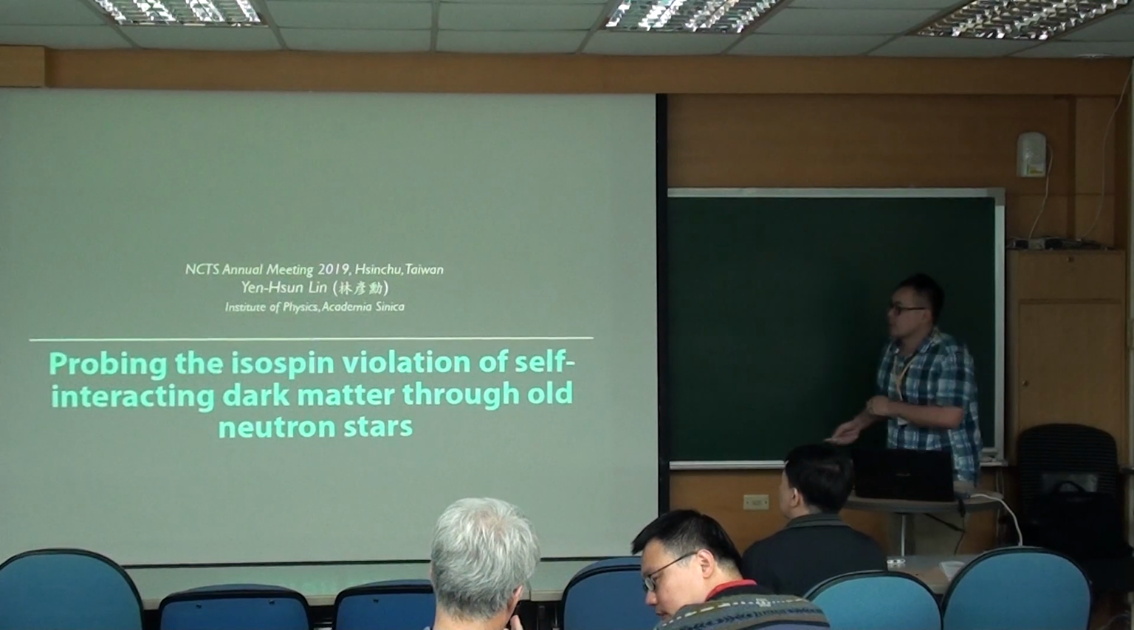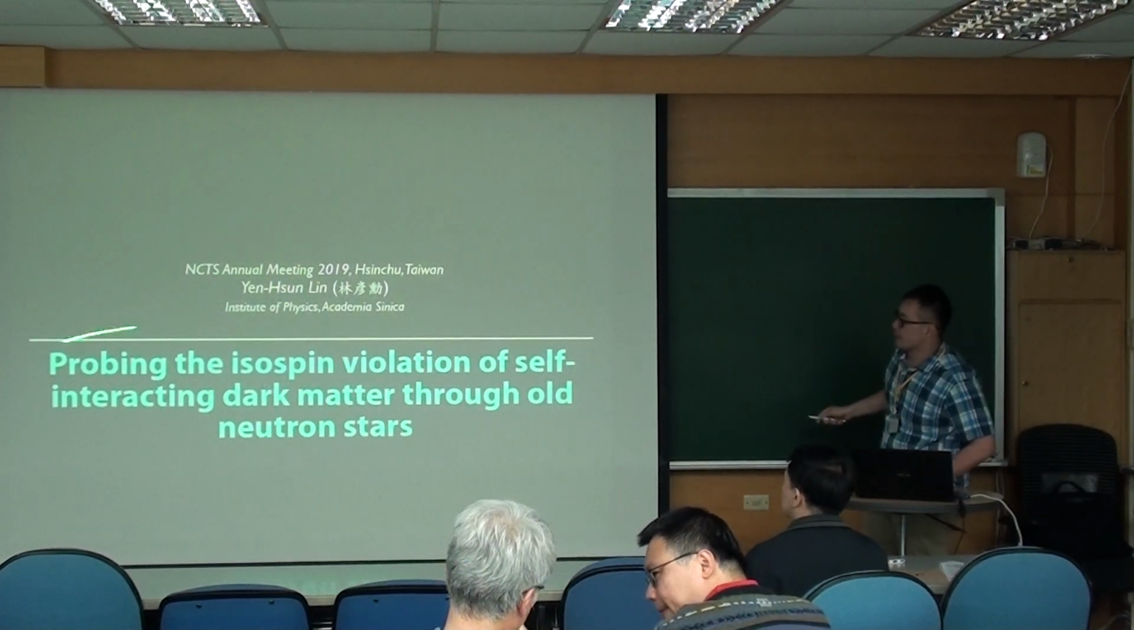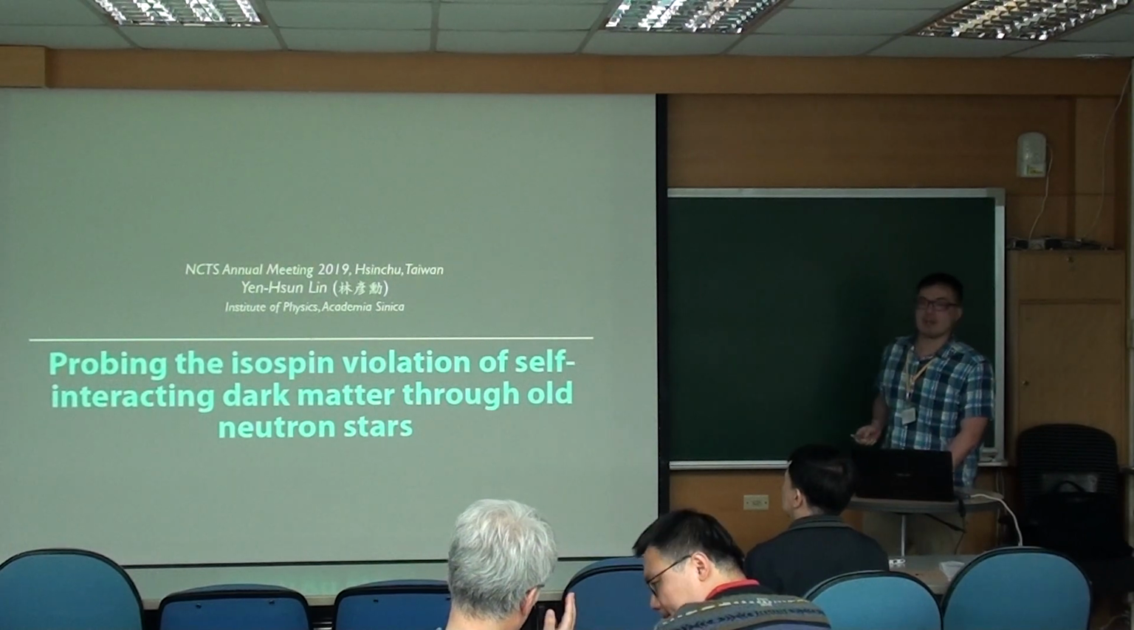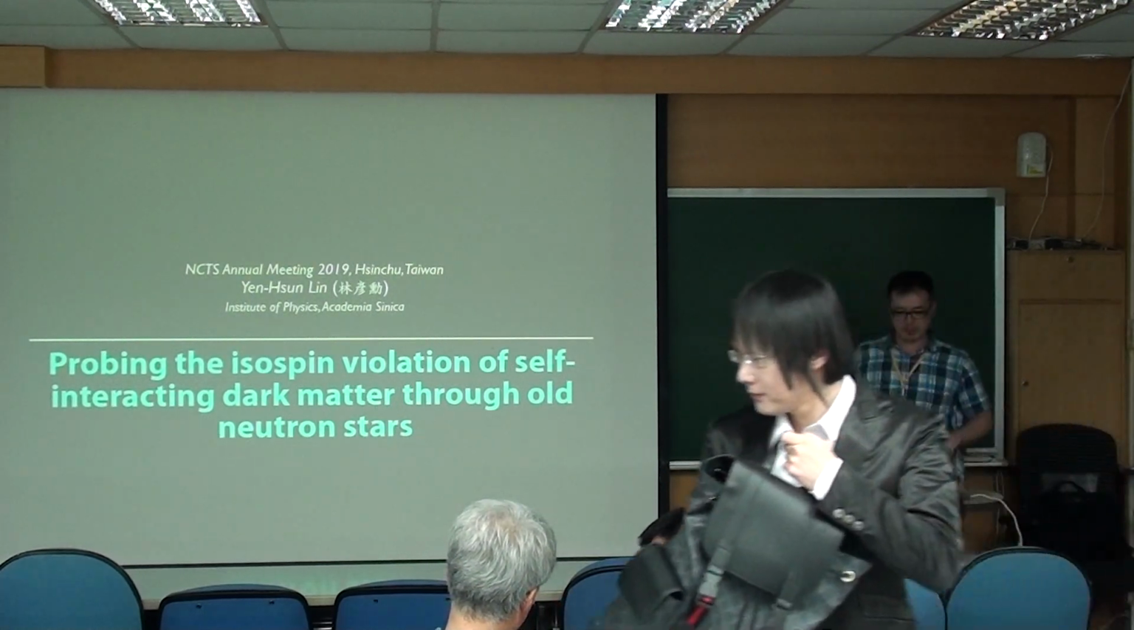So the talk I want to tell you today is how to use old neutron stars to probe isospin-violating dark matter in the presence of self-interactions.